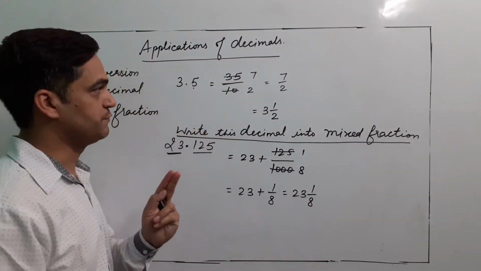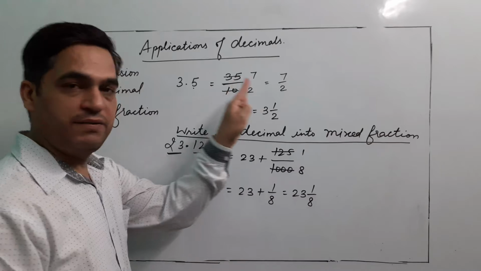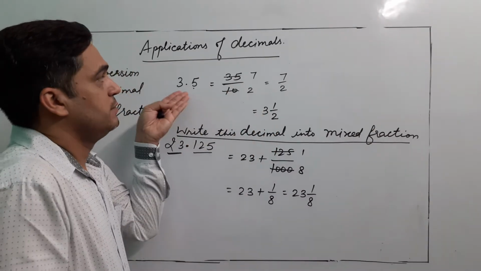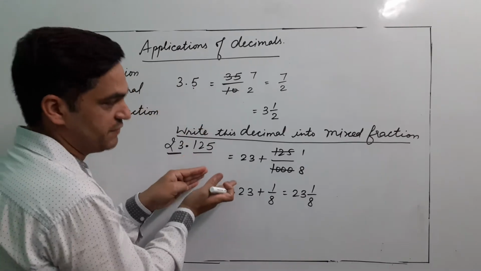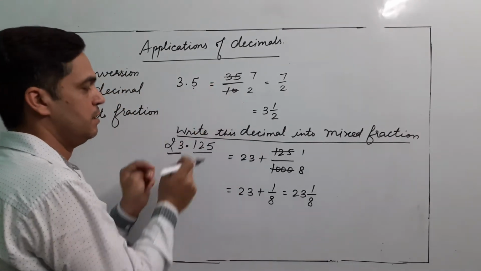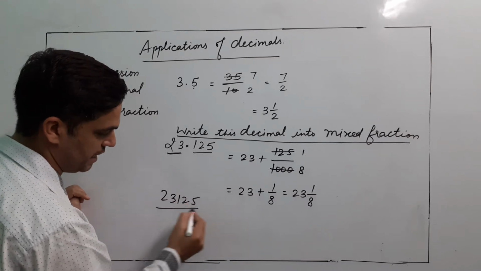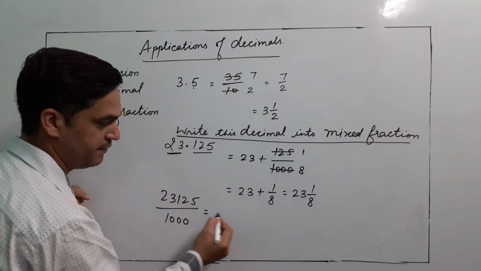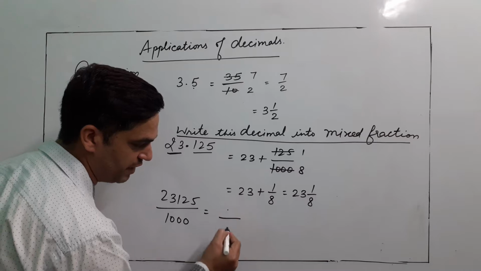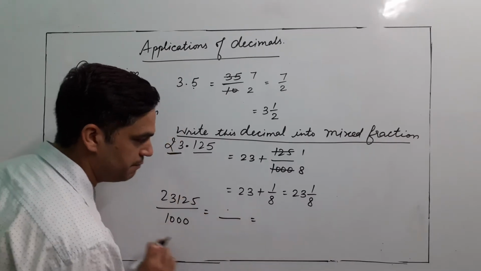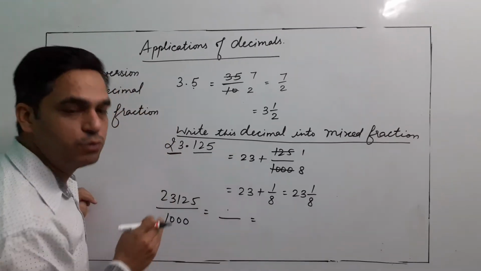So 2 questions we have done: simple fraction and mixed fraction. Or you can solve this mixed fraction like this: 23.125 by 1000, divide it, find the simplest form of the fraction, and then convert into mixed fraction. It will take much time, so better you can do directly.